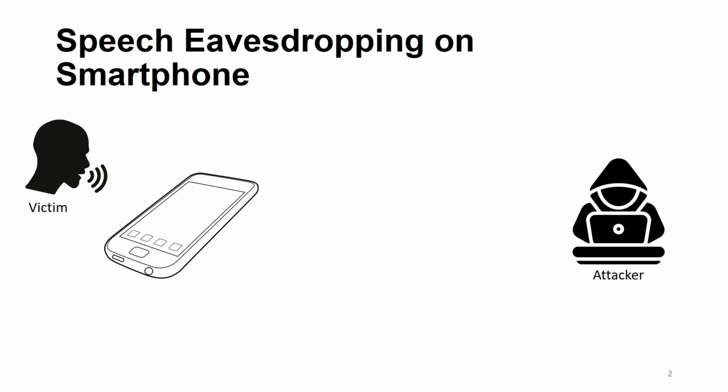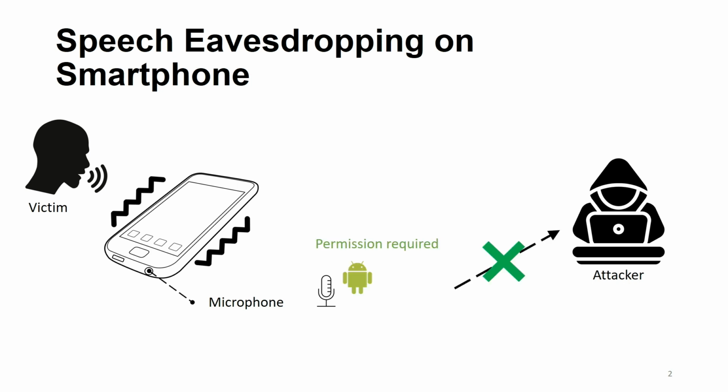So first, we will introduce the basic concept for speech eavesdropping. This is considered a very significant privacy threat for the long term. For the smartphone, typically, people can use the microphone to eavesdrop on the speech from the victim or from the smartphone itself. So that's why the microphone sensor is always considered a privacy-sensitive sensor for the smartphone OS and will be protected by permission.